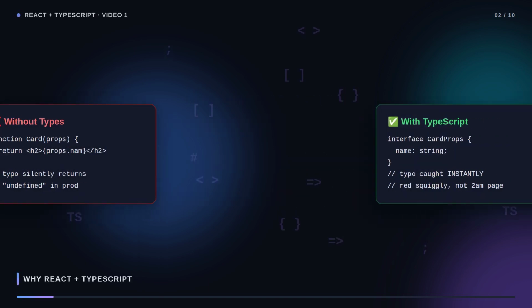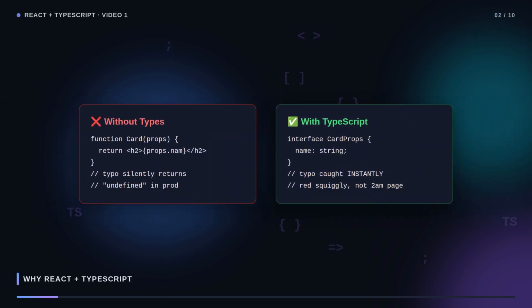Why React plus TypeScript? TypeScript in React isn't about typing for the sake of it. It catches the bugs that normally show up at 2 a.m. in production, like passing a number where a component expects a string, or forgetting a prop entirely. Once you see it catch a real bug for you, you won't want to go back.